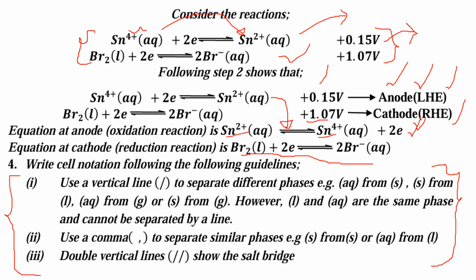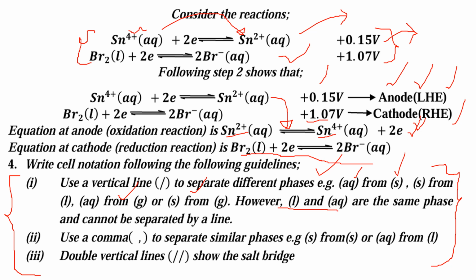So one, you're going to be using a vertical line to separate different phases. When I mean different phases, I'm meaning aqueous from a solid, or a solid from liquid, or aqueous from gas, or solid from gas, for as long as the two are of different states. However, if you're having the two existing in the same state, for example, liquid and aqueous, these ones are of the same phase, they are all solutions, or they are all liquids in nature. So we separate these ones.